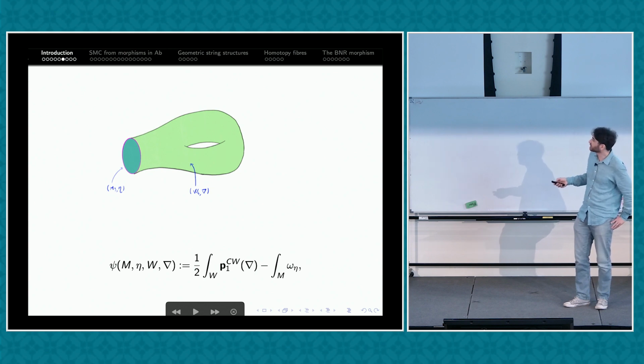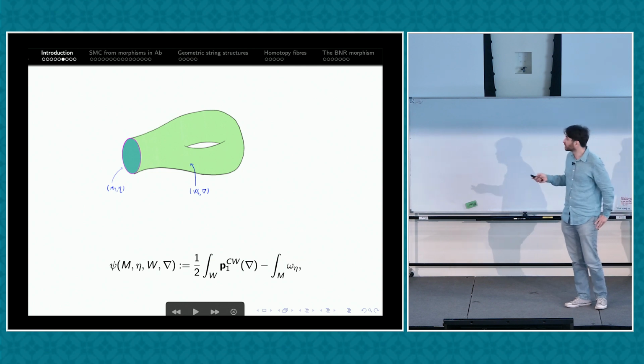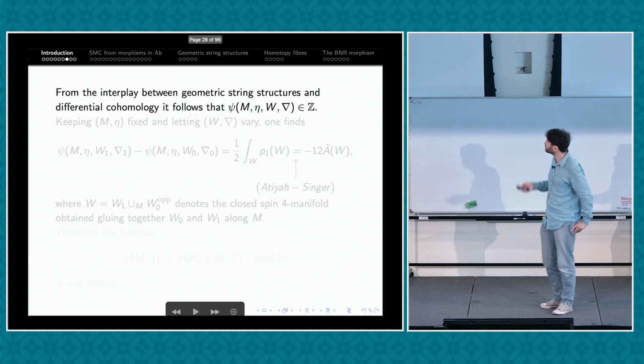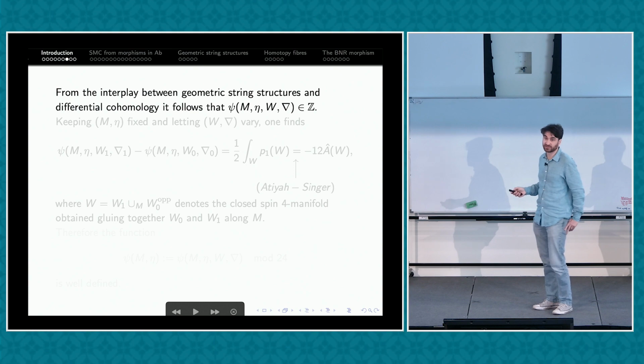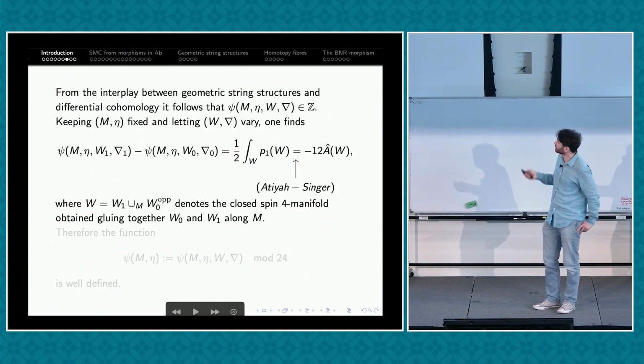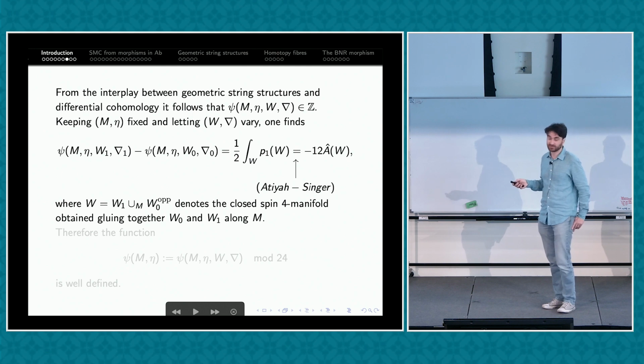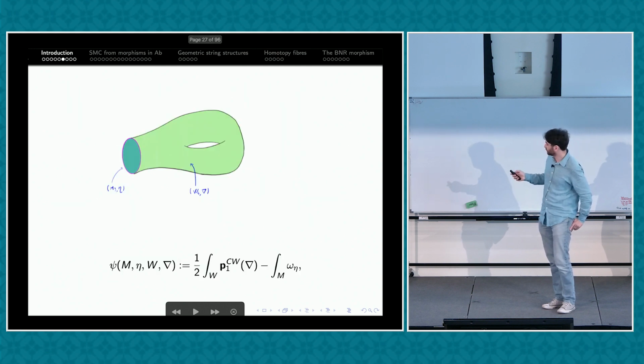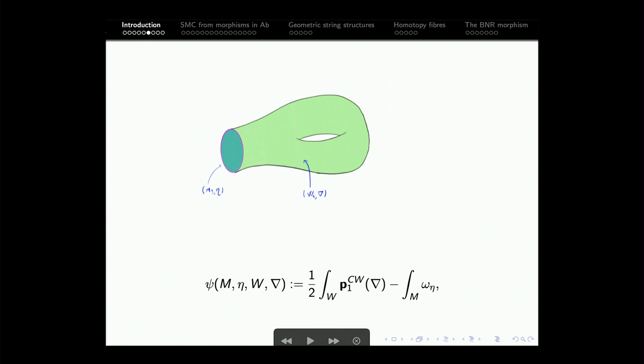And I can compute this difference. So various things happen here. This difference takes integral values. And if we change the green part, what happens? I have two green parts with the same purple boundary, so I can glue them together, and I have a 4-dimensional spin manifold.